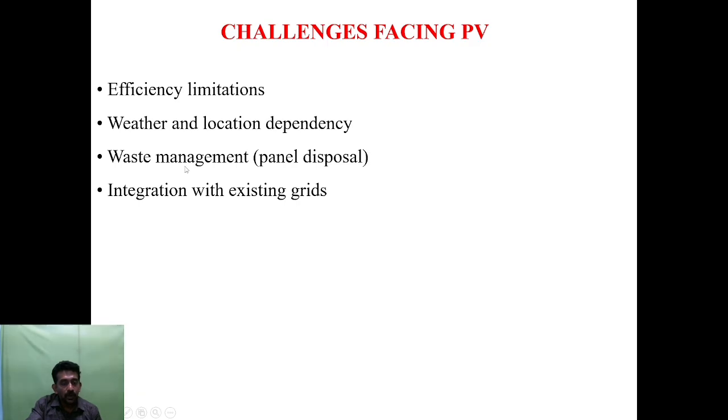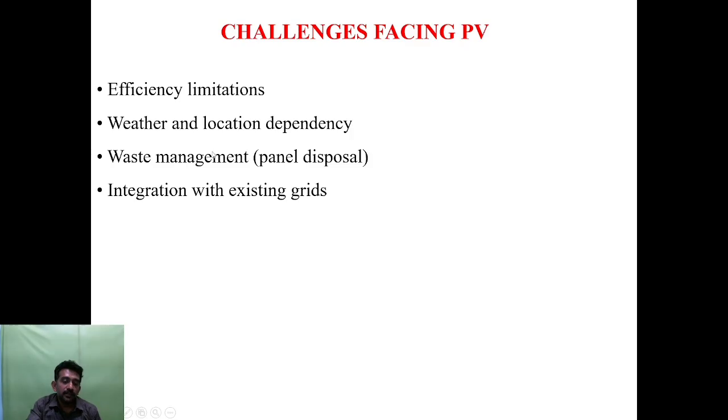And next, waste management. The lifetime of the PV is around 25 years at a maximum. After this it has to be disposed of. This disposal requires a huge amount of area, which again questions the purity of the land, biodiversity, and the optimality of the ecosystem. So all these things again become challenges for scientists to deal with.